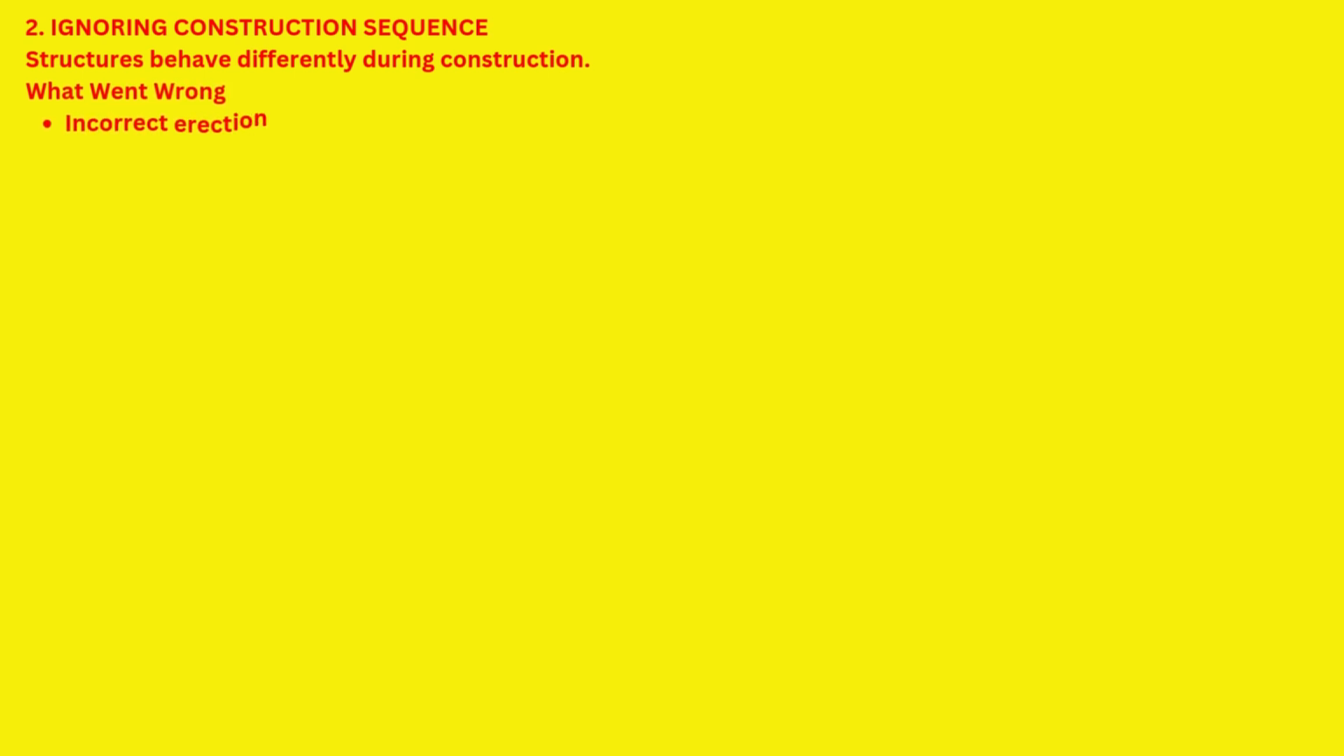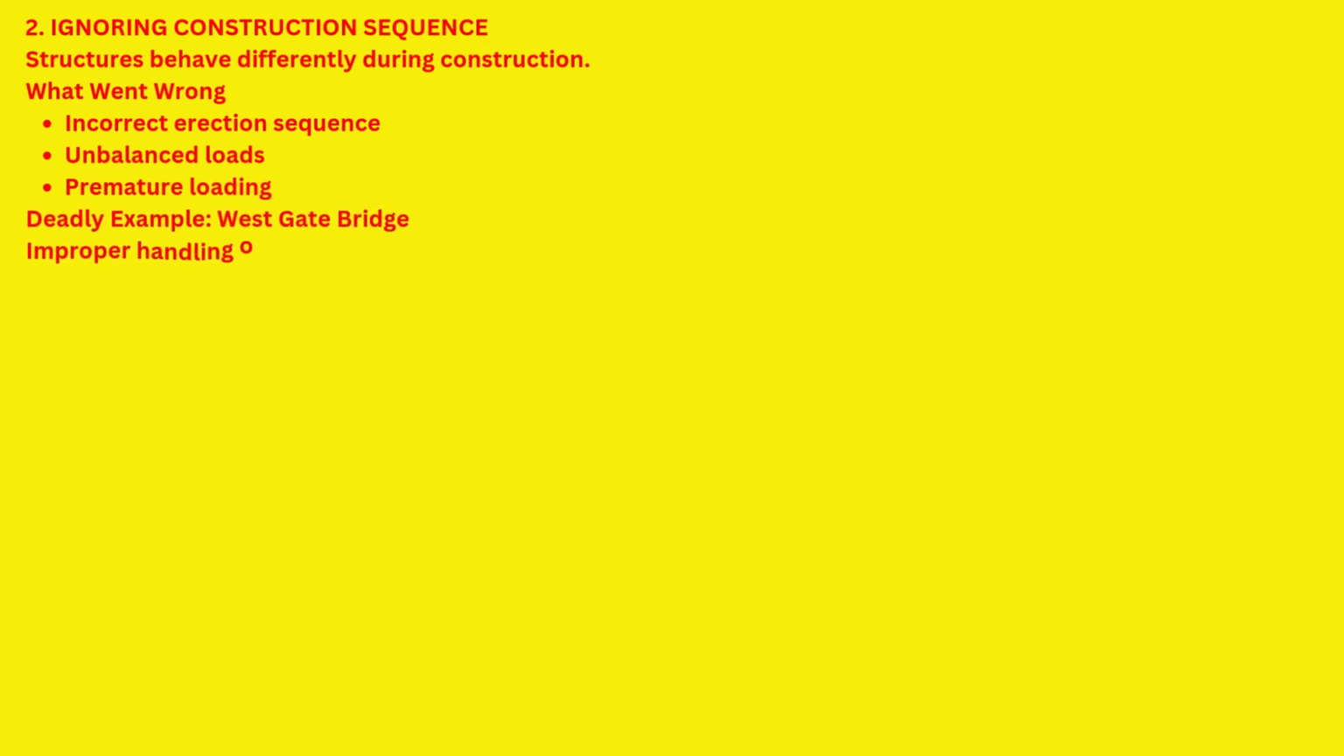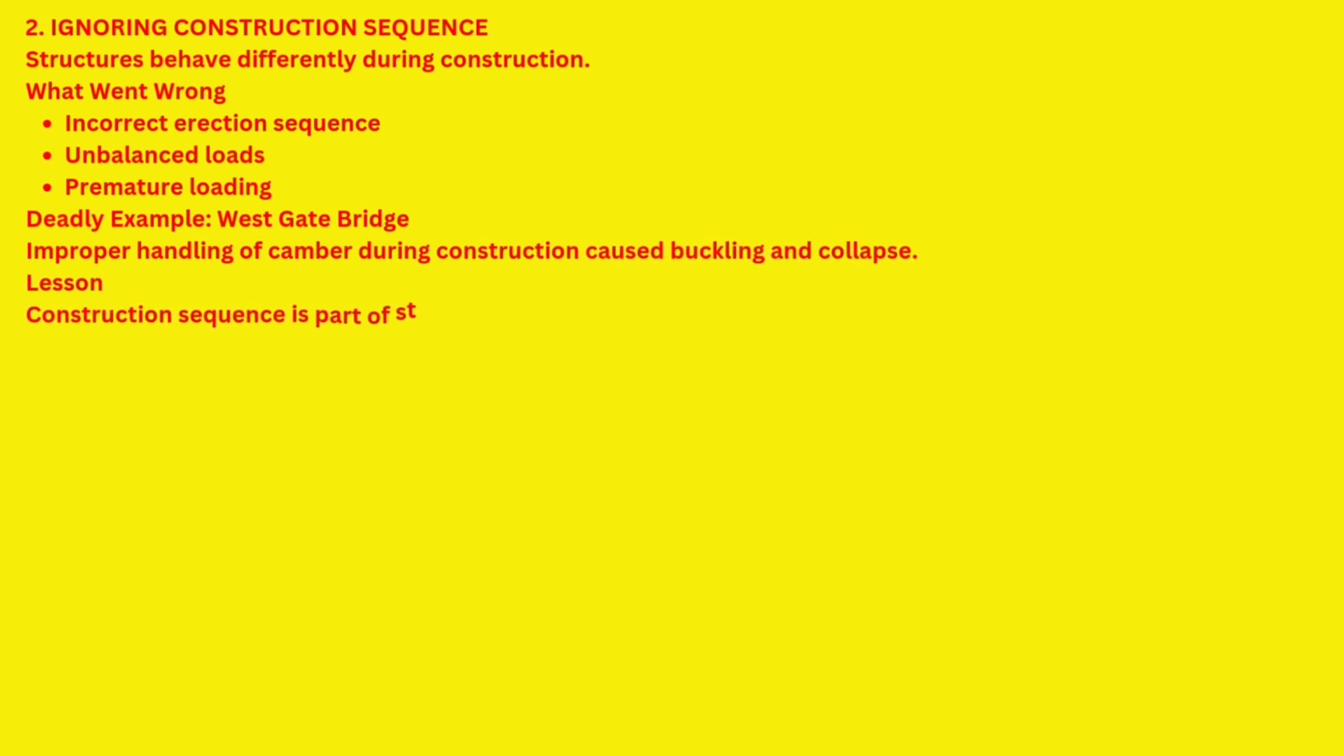2. Ignoring construction sequence. Structures behave differently during construction. What went wrong? Incorrect erection sequence, unbalanced loads, premature loading. Deadly example: Westgate Bridge. Improper handling of camber during construction caused buckling and collapse. Lesson: construction sequence is part of structural design.